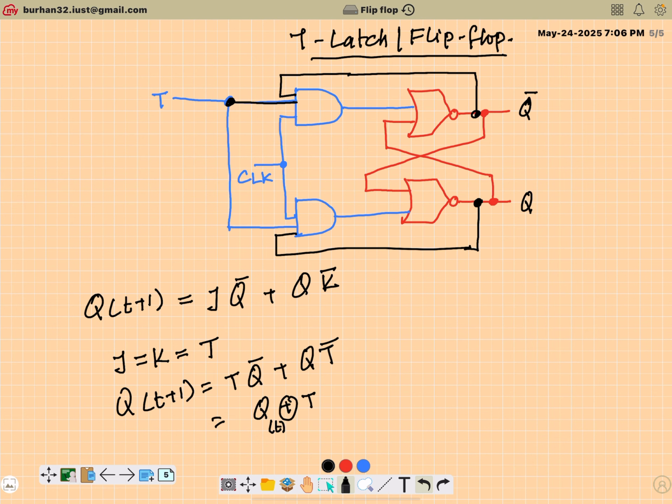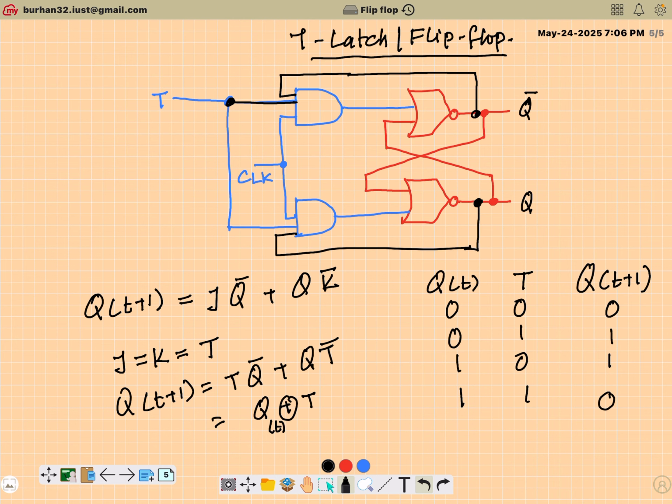Fine. So if I draw the state table for this, I will have Q of T, then the input T: 0 0, 0 1, 1 0, 1 1, and my next state, since it's an XOR operation, will be 0 1 1 0. So it actually means if your current state is 0 and the input T is 0, you will maintain that state. If the current state is 0 and T input is 1, the next state will be 1. Similarly, if Q is 1 and T is 0, it will stay at 1; for 1, 1, it will be 0.